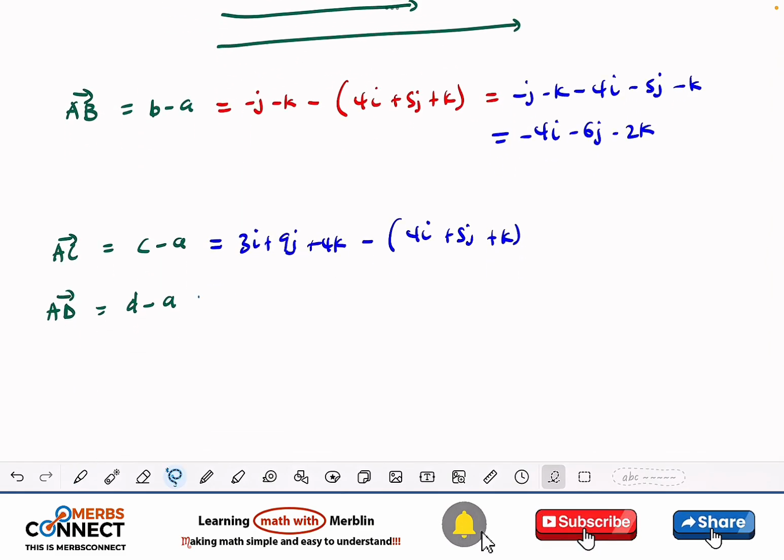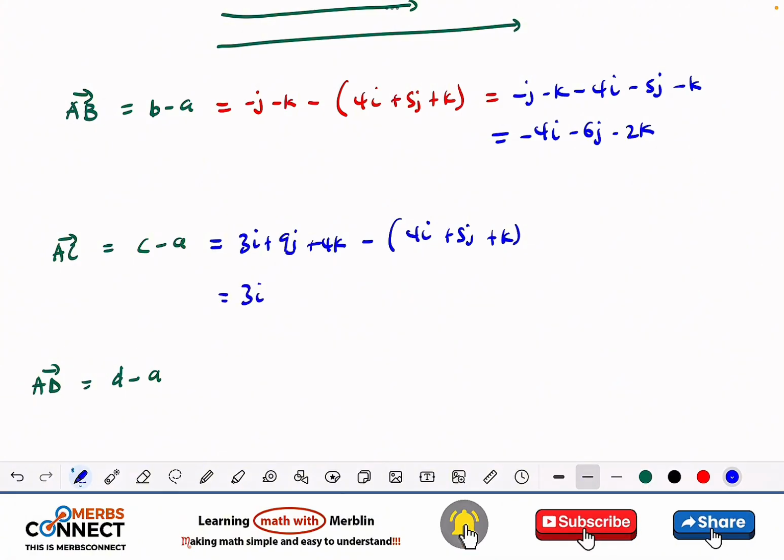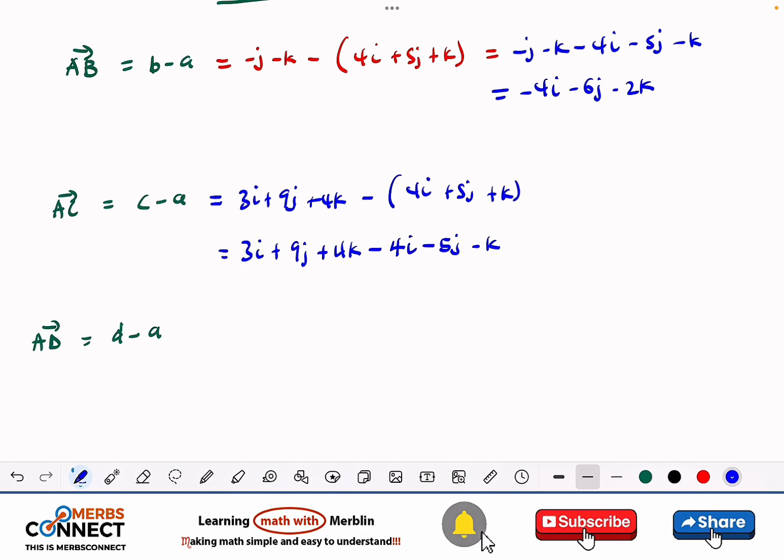So let's solve that. Let's try and simplify that. This is going to be 3i plus 9j plus 4k minus 4i plus 5j, no, should be minus k. So this is going to give us minus i plus 4j plus 3k.